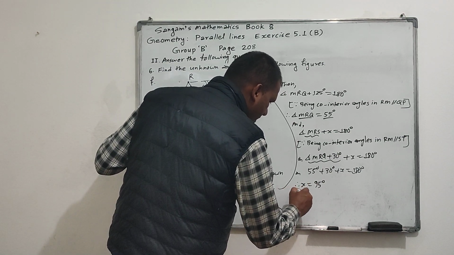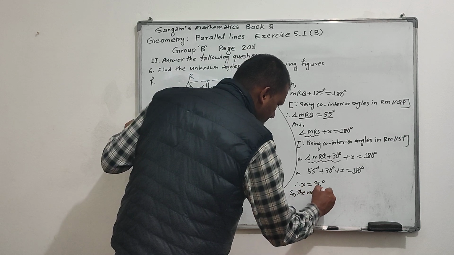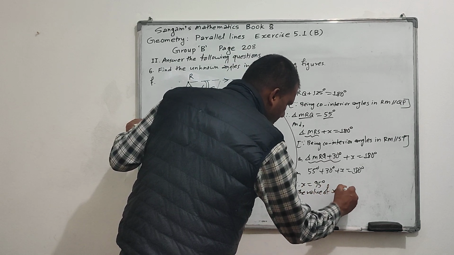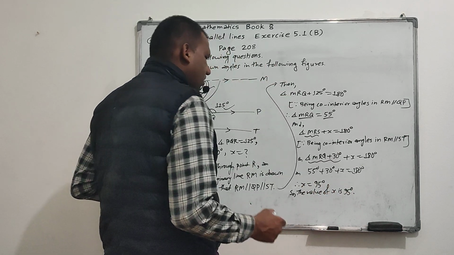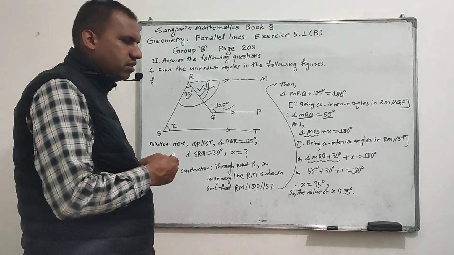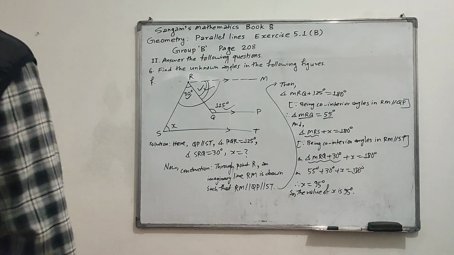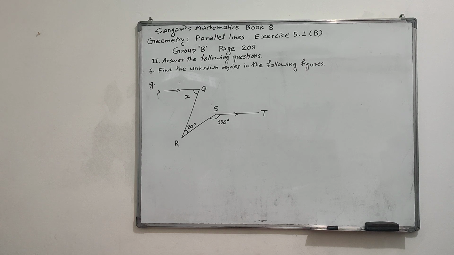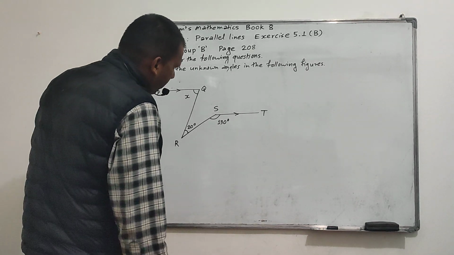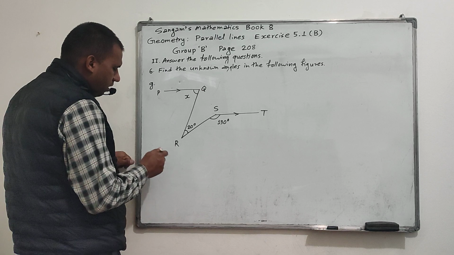So the value of X is 95 degree. This is the answer. Okay, student, next question 6G. In this figure, we have to find the value of X. Now its solution.